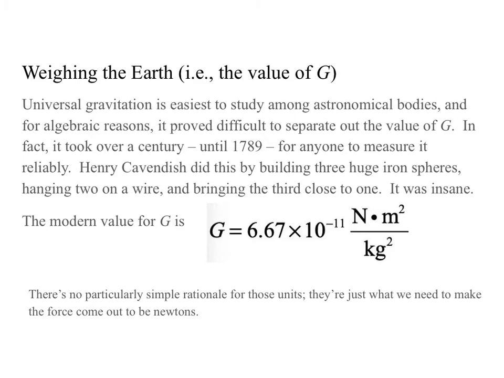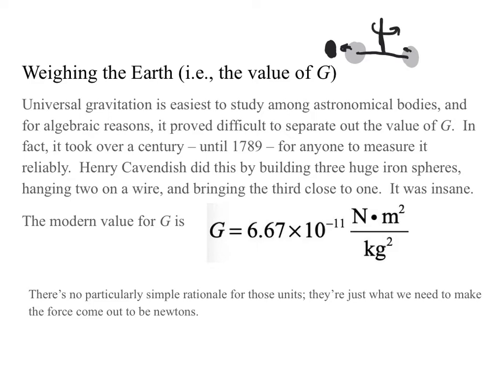He did it by building 3 huge iron spheres and hanging 2 of them on a wire, a very precisely balanced wire. So we have a dumbbell of spheres here, and they're suspended from a rod that is on a very, very calibrated wire, a thin wire whose torsion is known. And then Cavendish brought in another sphere, kind of imagine out of the page, and it would attract both of them, but it would attract the nearer one a lot more, and it would twist the wire.